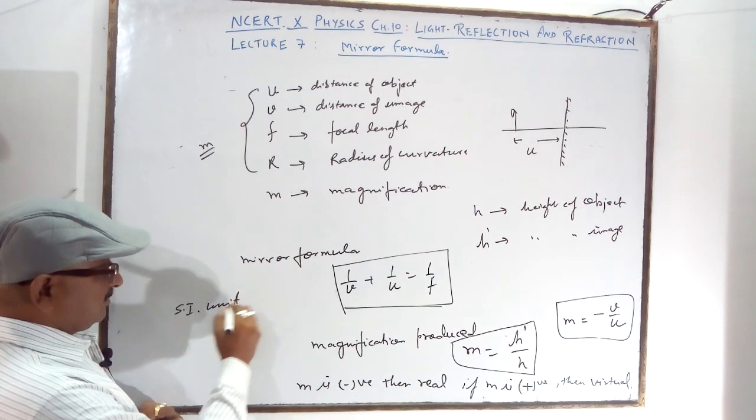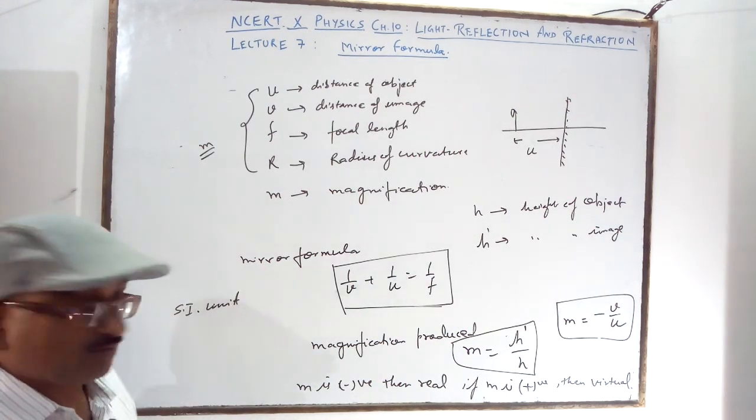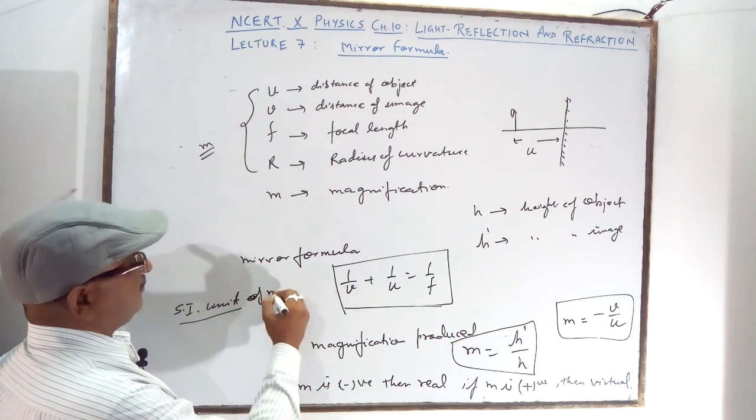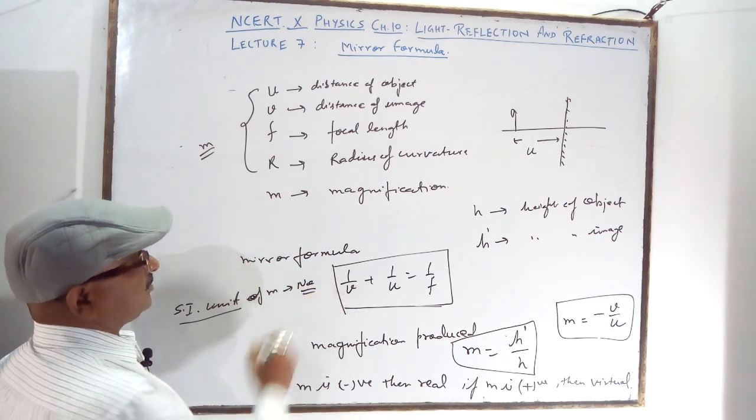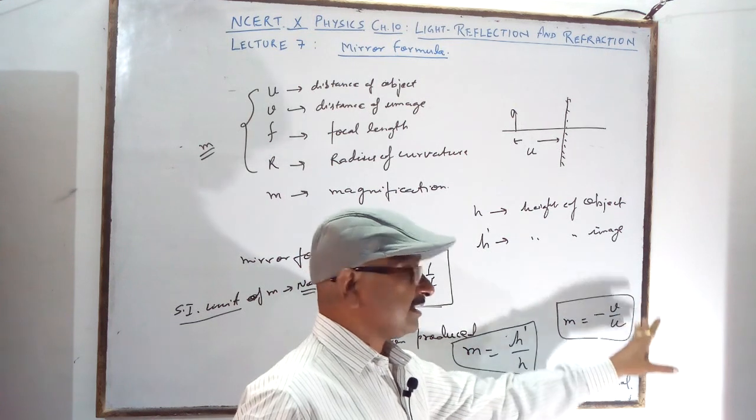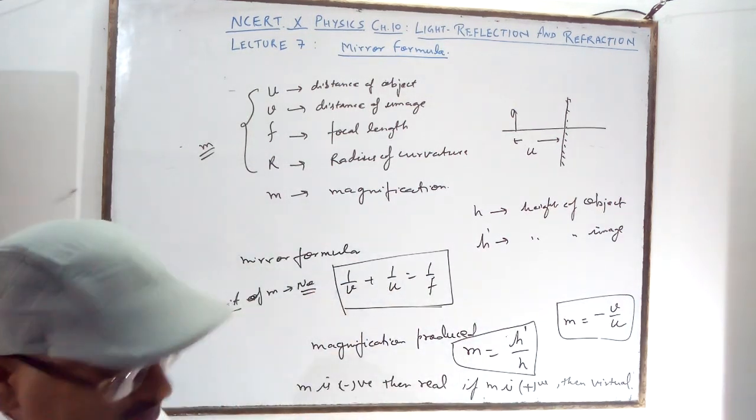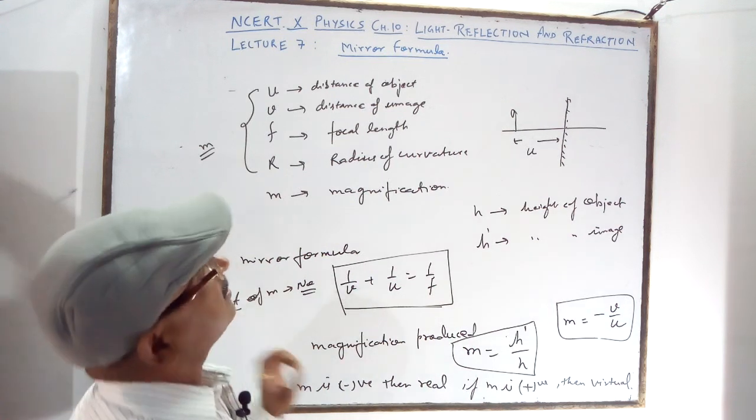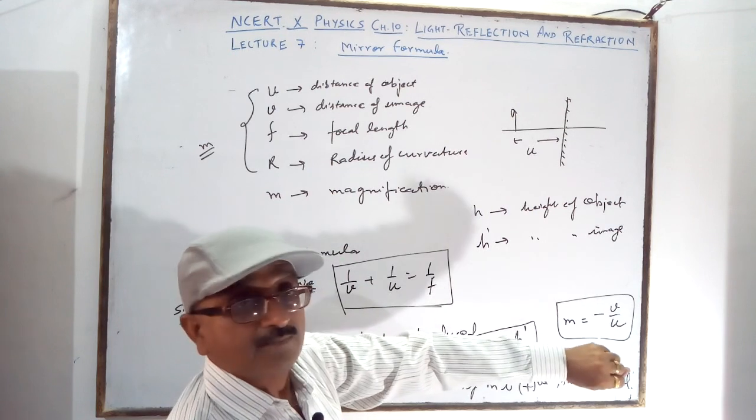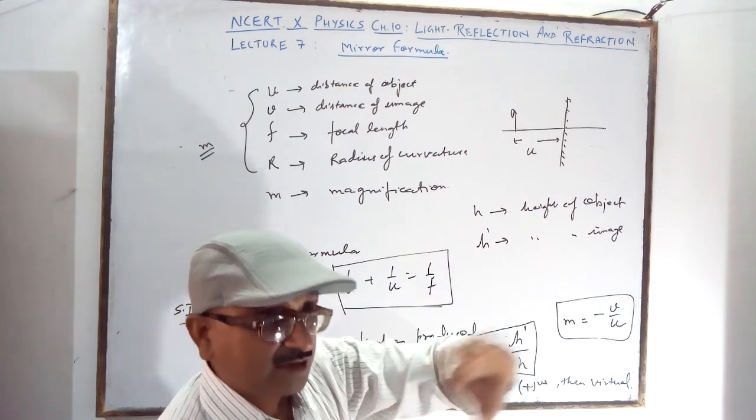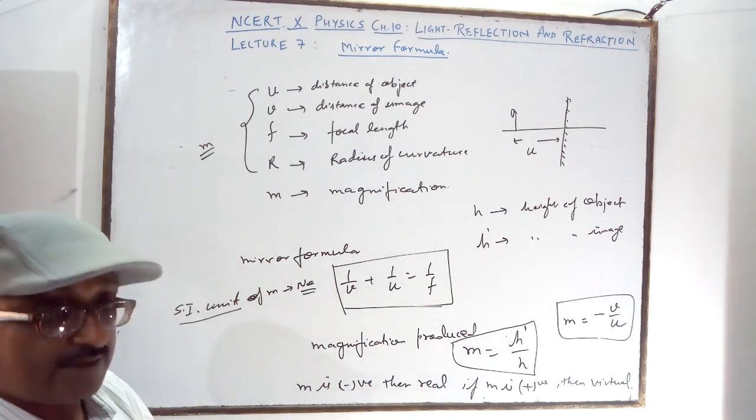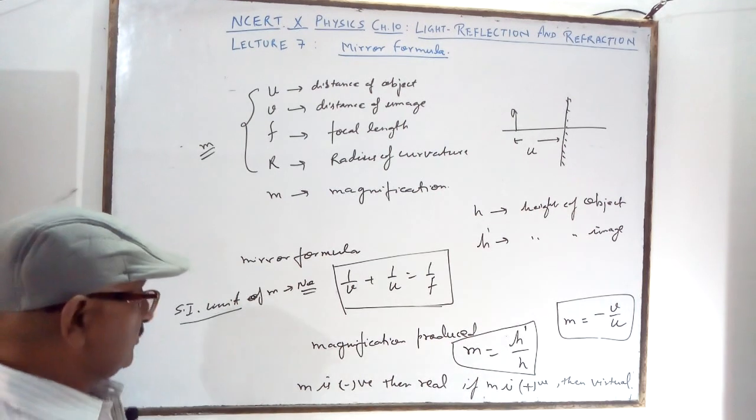Sometimes it is asked, what is the SI unit of magnification? What will you write? The SI unit of m is no SI unit. Why? Because it is the ratio of the two quantities. Meter cancels, here also the meter will be cancelled. So magnification has no unit. Magnification gives you the size. By magnification you can guess what type of image you will get. Magnification can be equal to 1, less than 1 or greater than 1.